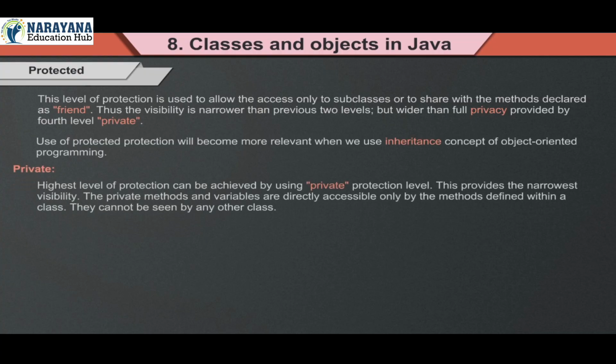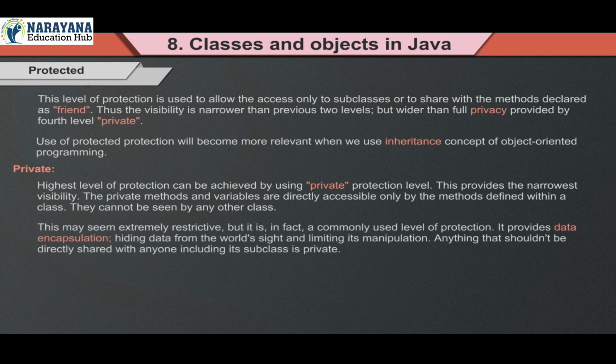Private. The highest level of protection can be achieved by using the private protection level. This provides the narrowest visibility. The private methods and variables are directly accessible only by the methods defined within a class. They cannot be seen by any other class. This may seem extremely restrictive, but it is in fact a commonly used level of protection.